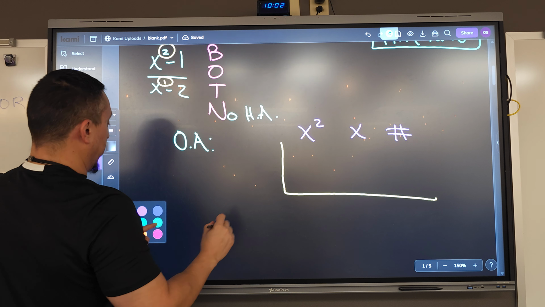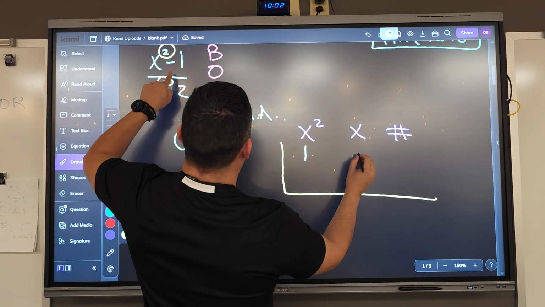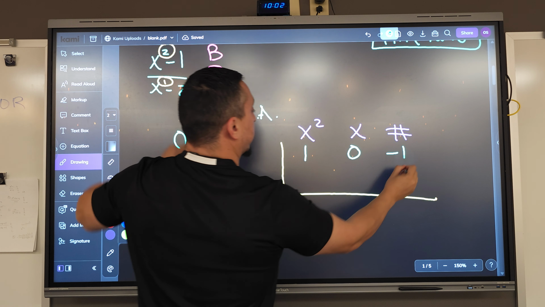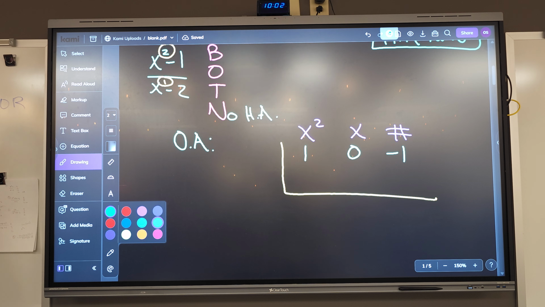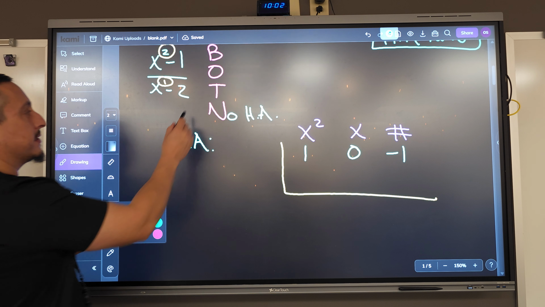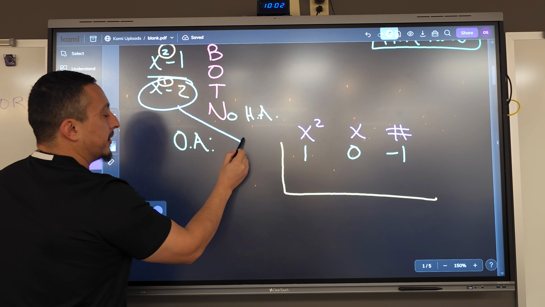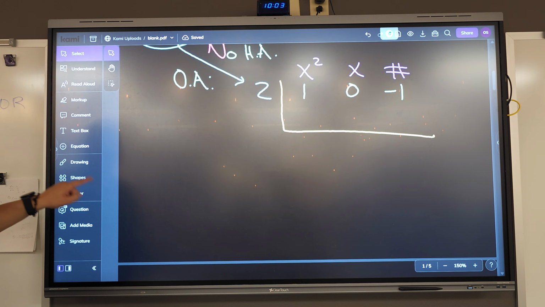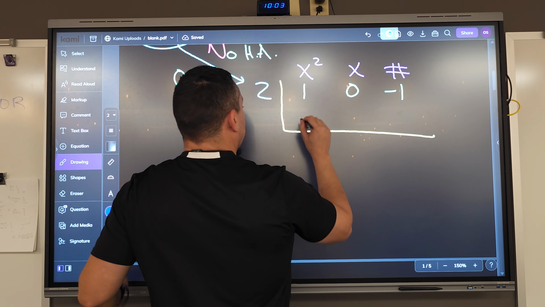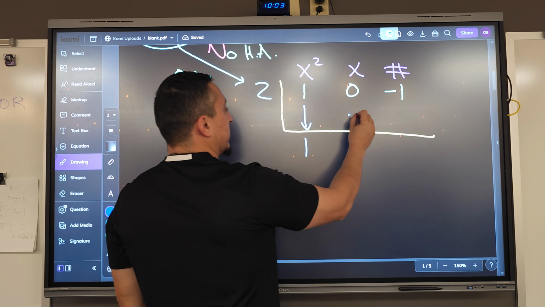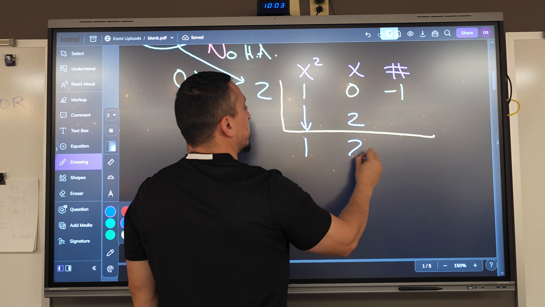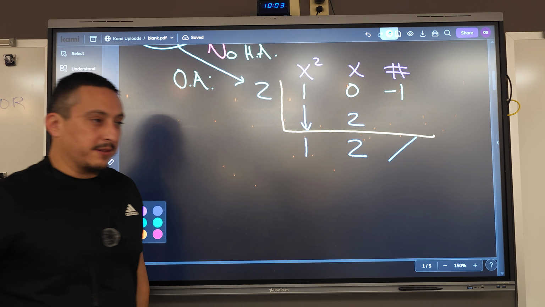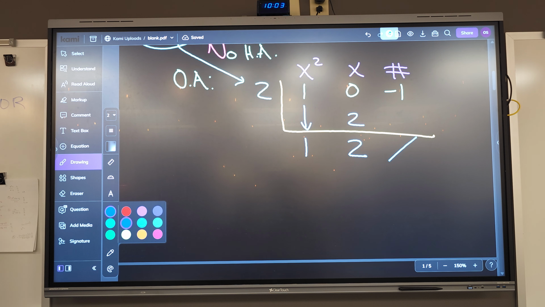So I put a 1 because that's a 1 right here, then 0 because there's no x, and then a negative 1. Now, should I divide by negative 2 or by 2? 2. So just be careful, that's a common mistake too. We're dividing by the root, not by the factor, so it's always the opposite of the factor. Then we divide. This drops down. 2 times 1 is 2. 2 plus 0 is 2. And I don't even care what that is, so I'm not going to bother, because the remainder doesn't matter for us.